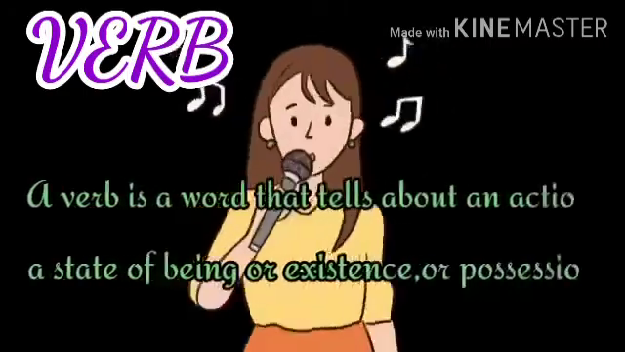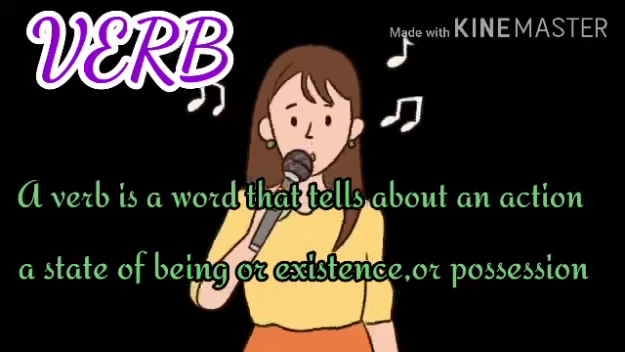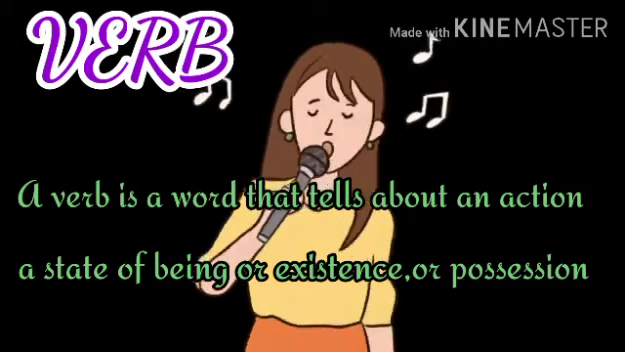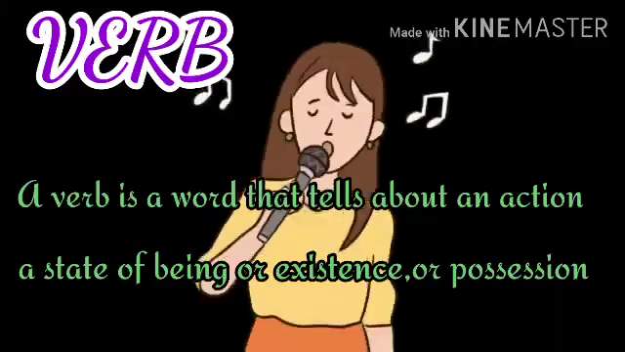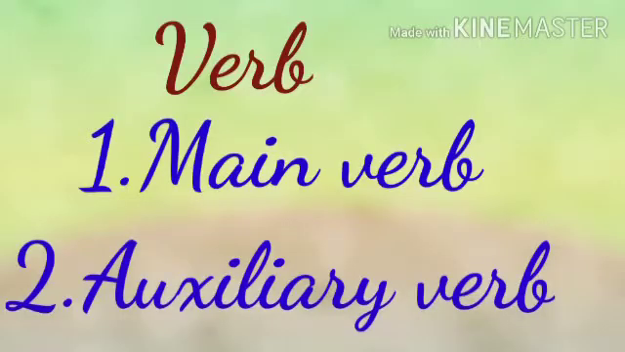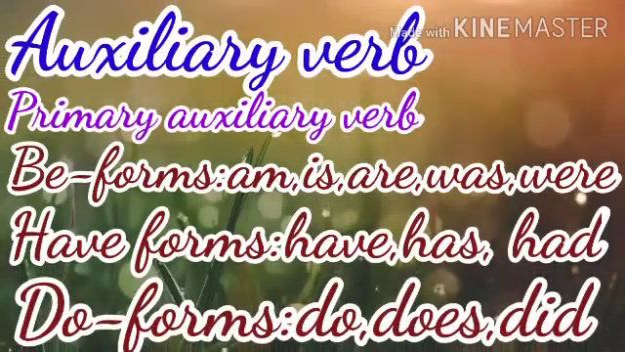Next, verb. A verb is a word that tells about an action, a state of being or existence, or possession. Verbs are classified into two types. First one, main verb. Second one, auxiliary verb. All the action words are called main verbs. Auxiliary verbs are divided into two types. First one is primary auxiliary verb.